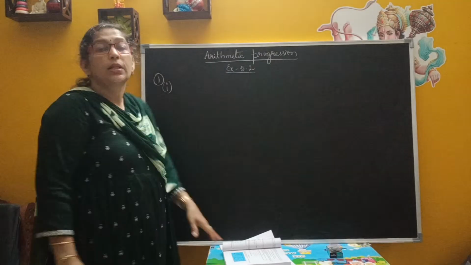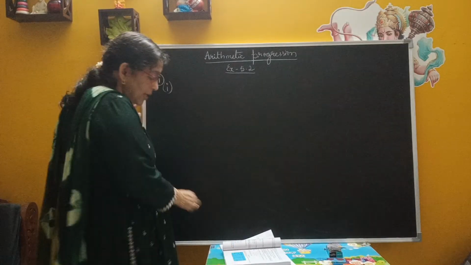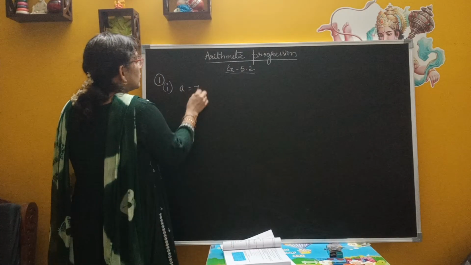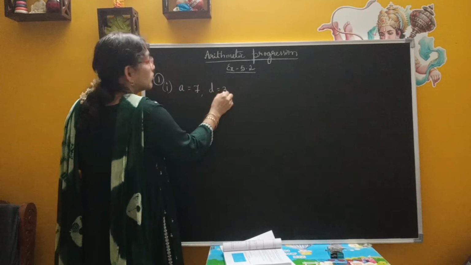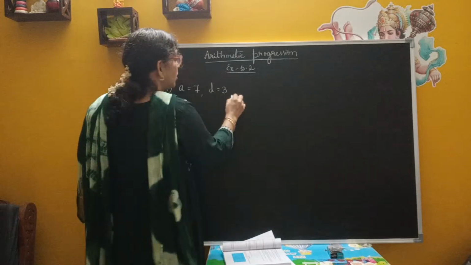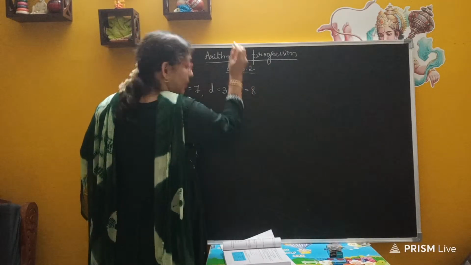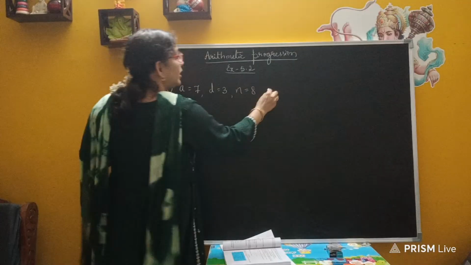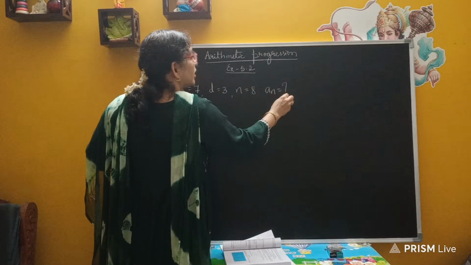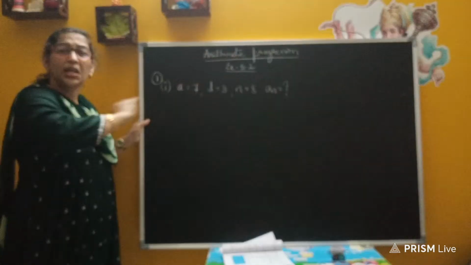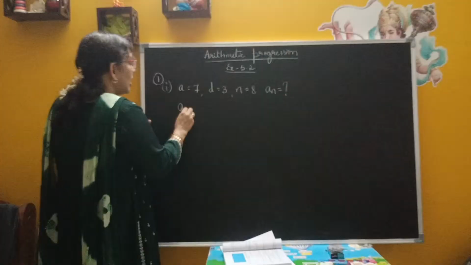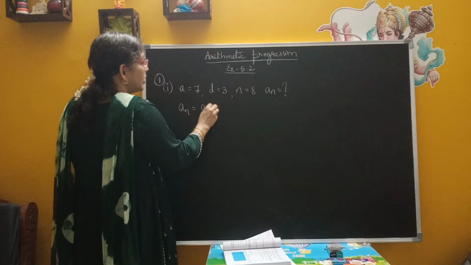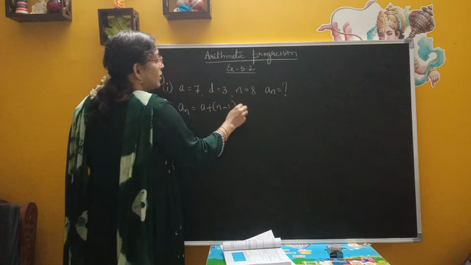What are given in the table? A value is given, A is equal to 7, and D is equal to 3, and N is equal to 8. These values are given. Asked to find AN. It's a direct question, isn't it? So use the formula. What is the formula? AN is equal to A plus N minus 1 into D.